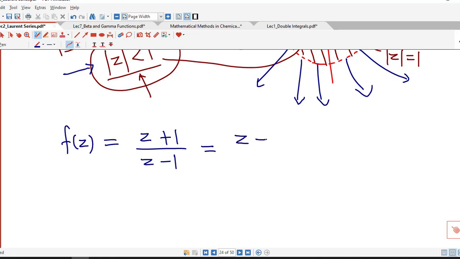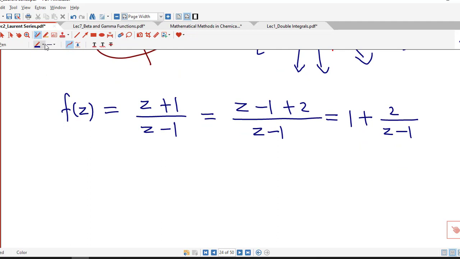So first we rewrite our function as, we can rewrite this 1 as 2 minus 1. So if we consider this z minus 1 over z minus 1, that is 1 plus 2 divided by z minus 1.